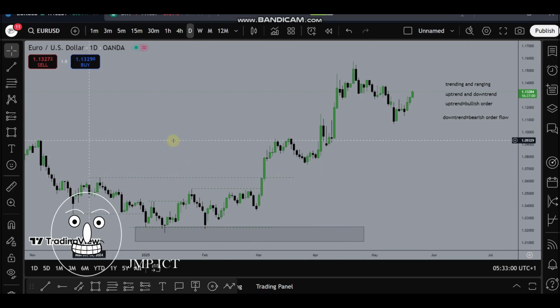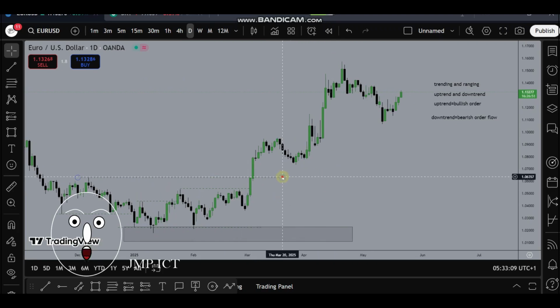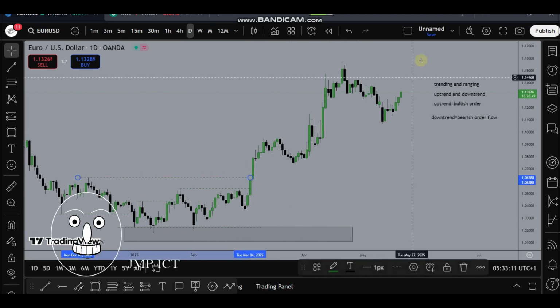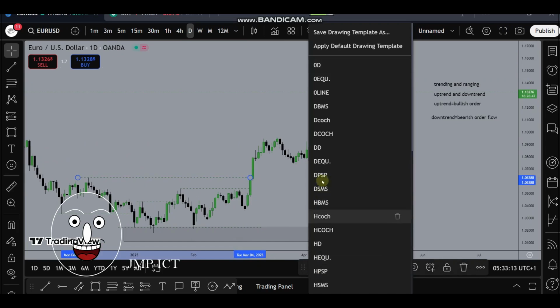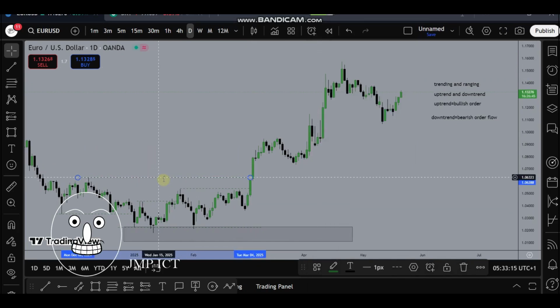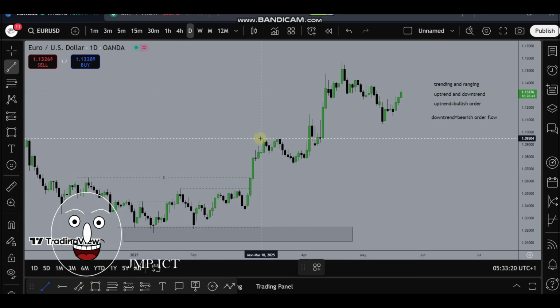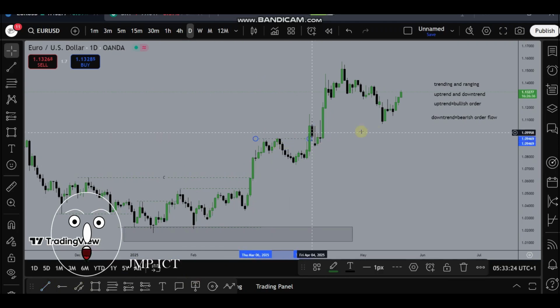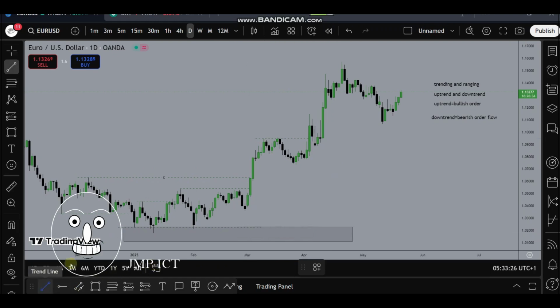So now after price breaks this high, I will start marking my order flow. Here I start marking my order flow. This is where I have a shift in order flow. I call it change of character. See, after that, price made a high here and then a break of structure down. That means price is keeping pace to the upside. That is the bullish order flow.